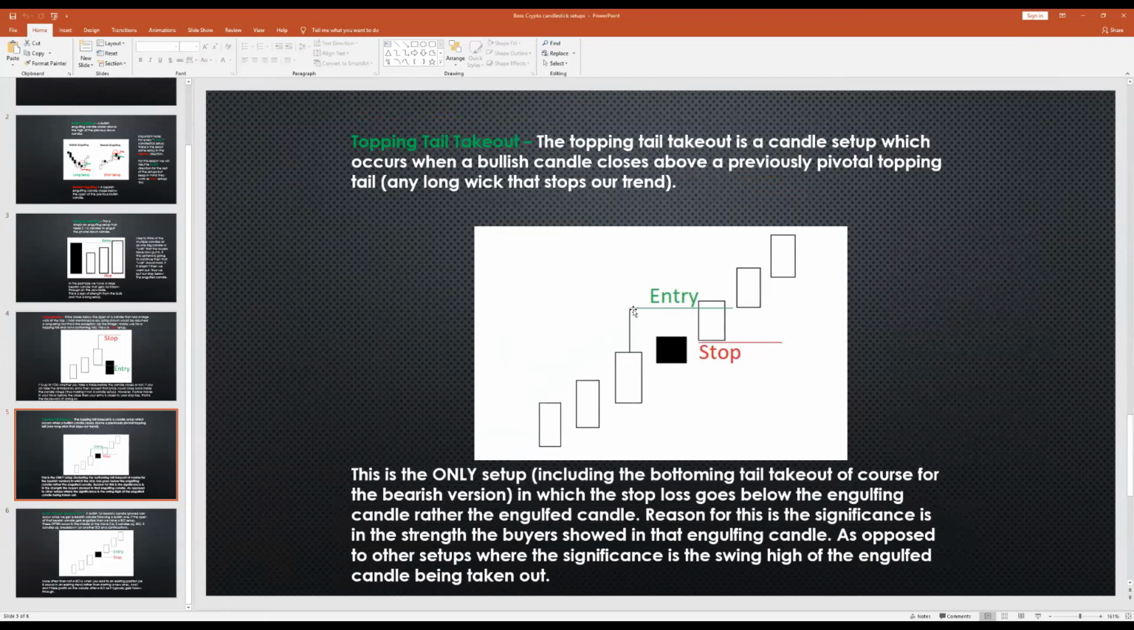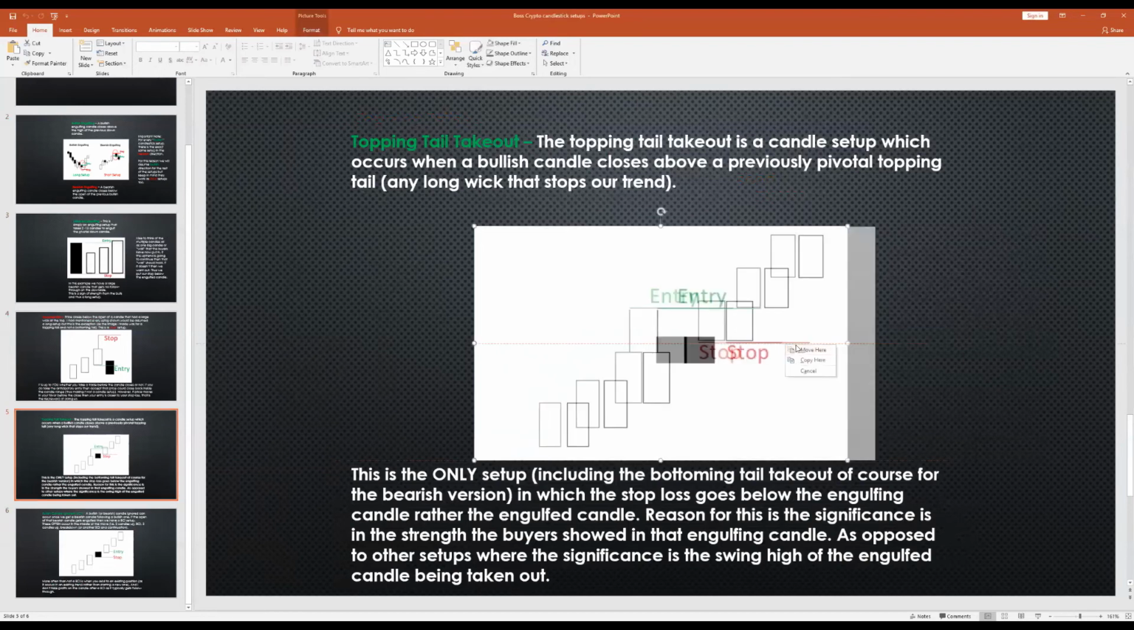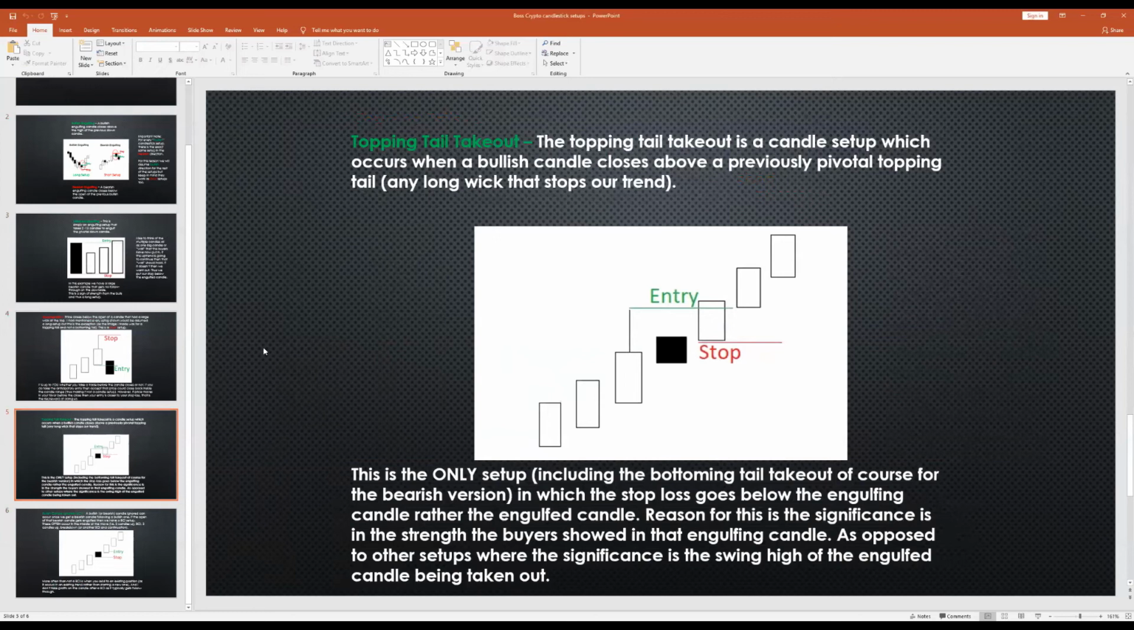The significance is all these sellers being taken out by this wall of buyers, right? And if that wall of buyers is going to go away at some point, we don't want to be in the trend anymore. So we're going to stop below that, all right? So that's a topping tail takeout. And again, if you guys need to pause at any point, go back, listen to what I said again, or just pause and look at the charts yourself.